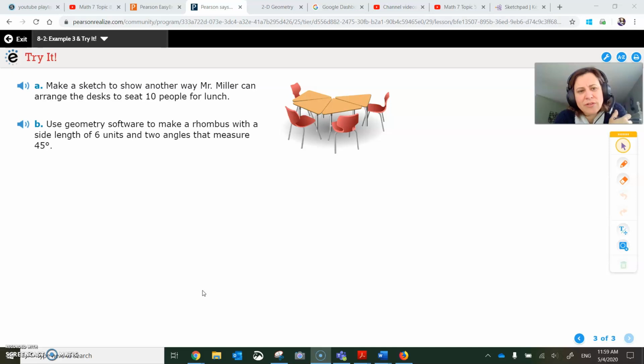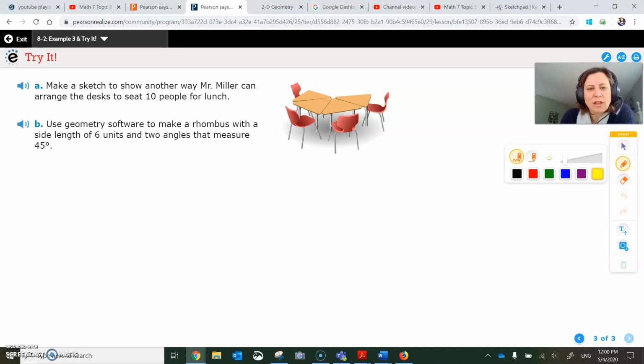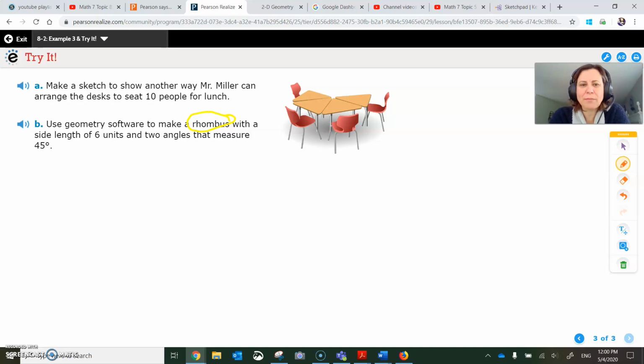We're supposed to use geometry software to make a rhombus with a side length of 6 units and 2 angles that measure 45 degrees. So first of all, a rhombus, it's sort of like a square. All 4 sides are the same length. What makes it different from a square is that the angles are not 90 degrees. So a lot of times people will see what's actually a rhombus and maybe call it a diamond. But rhombus is the name for it.